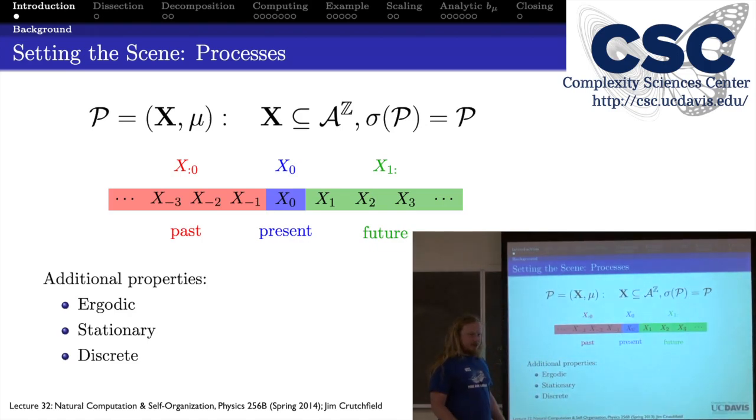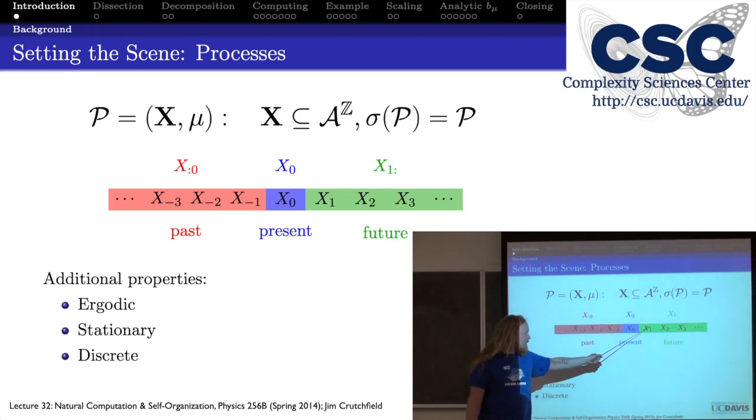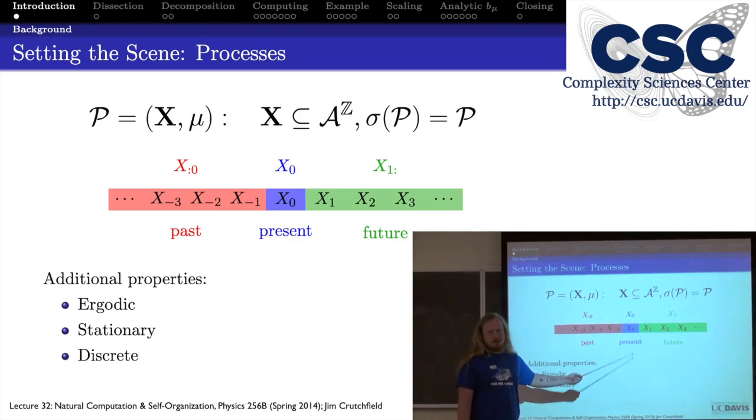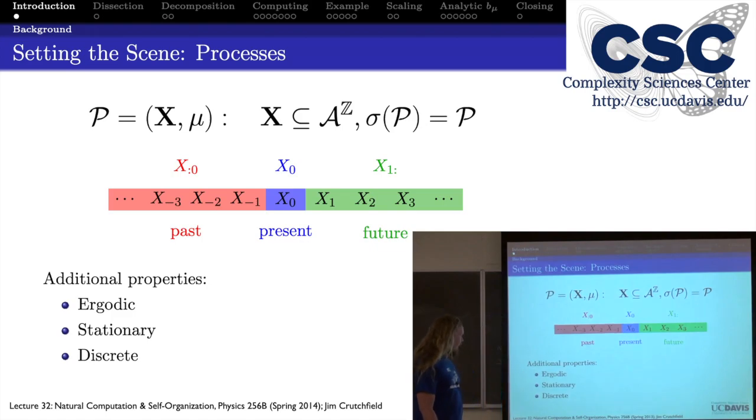Whenever we have mixtures of, say, the present and the future, we'll have a color that's a mixture of blue and green. So the colors are meaningful from here forward. Once again, we'll assume ergodicity, stationarity, and discrete sequences, but these can all be relaxed fairly easily. There's been work using these measures in non-stationary and non-discrete situations. I don't know about non-ergodic, but that's easy enough to get around also.